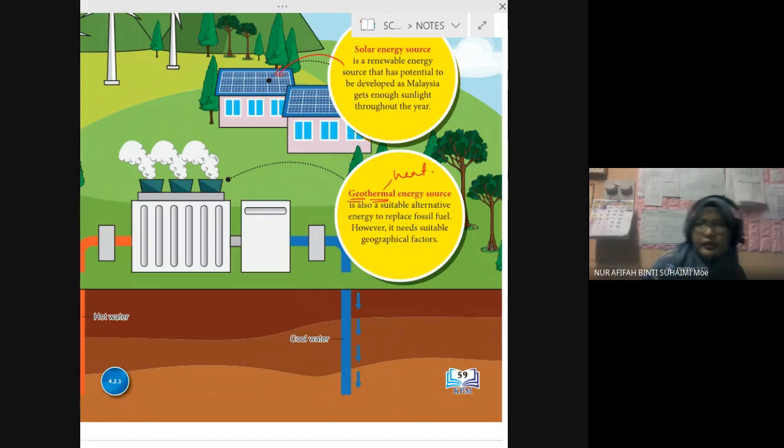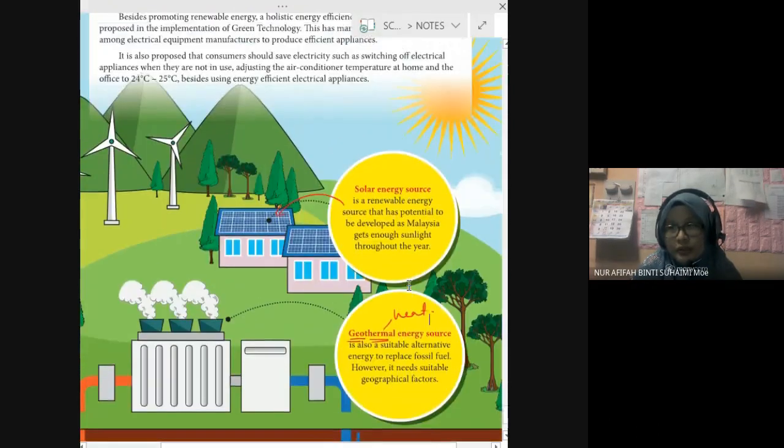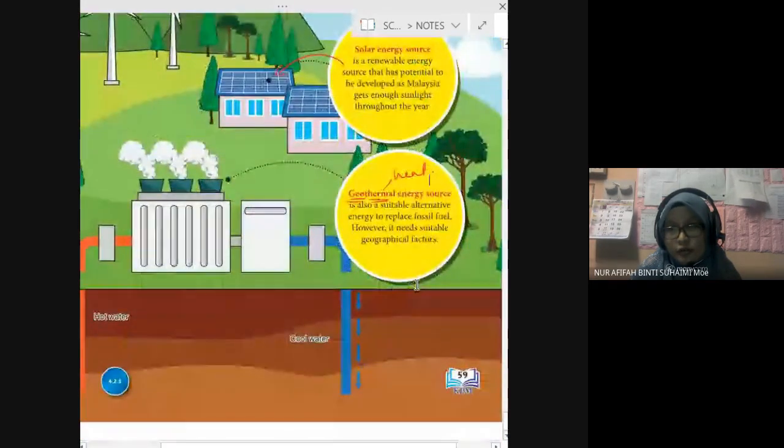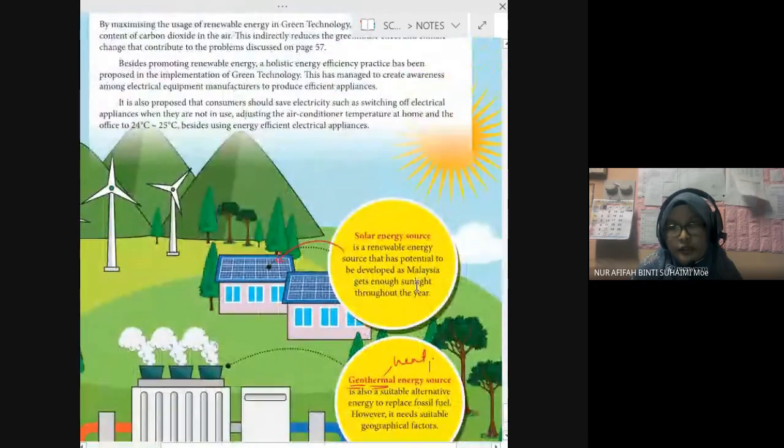Ini pun susah dekat Malaysia. Ini untuk tempat tertentu sahaja yang ada kolam air panas. Glacier pun kita tak ada. So geothermal dengan wind energy ni susah nak dapat dekat Malaysia. Kita hanya ada solar energy, itu pun kalau musim panas.